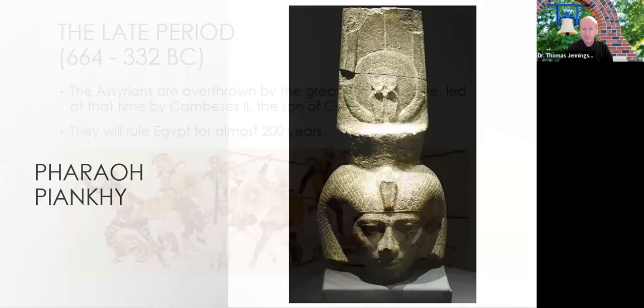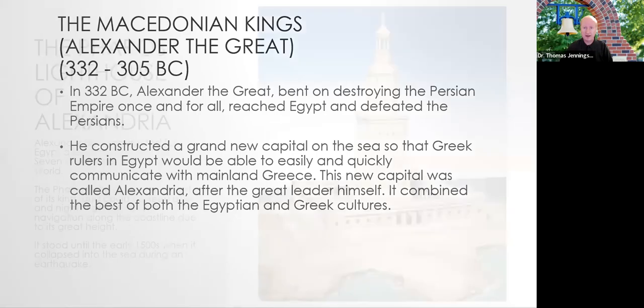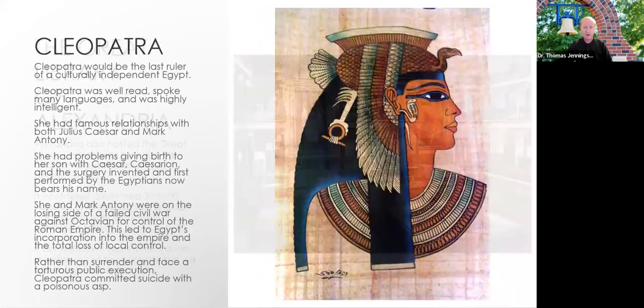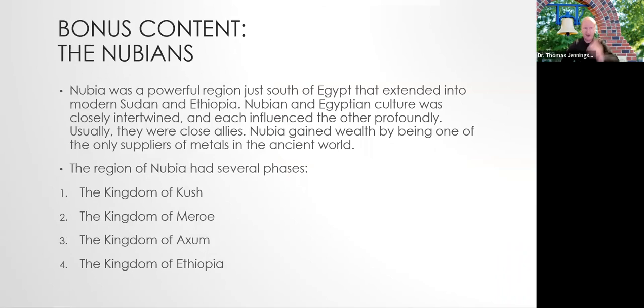Let me go through it, because it's a tragedy to talk about Egypt without talking about Nubia. Nubia was just as powerful as Egypt, and extended south through all of Sudan and into Ethiopia. Nubia, by the way, is the name of a region rather than any particular country. Several countries went through Nubian civilization, just like you had the Sumerians, the Assyrians, and the Babylonians in Mesopotamia. You had the kingdom of Kush, the kingdom of Meroe, the kingdom of Aksum, and then eventually the kingdom of Ethiopia.